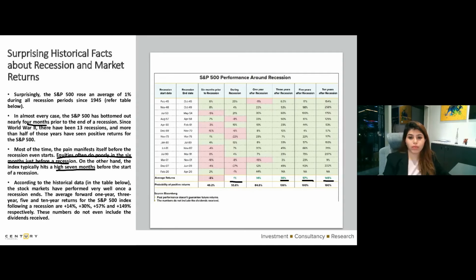Also, I didn't share this, but if you look at the period following 1 year after a recession, the average gain has been 14%. Although there have been two periods where the index has lost, in the longer duration, when it comes to 3, 5, or 10 years, on average, markets have always gained.